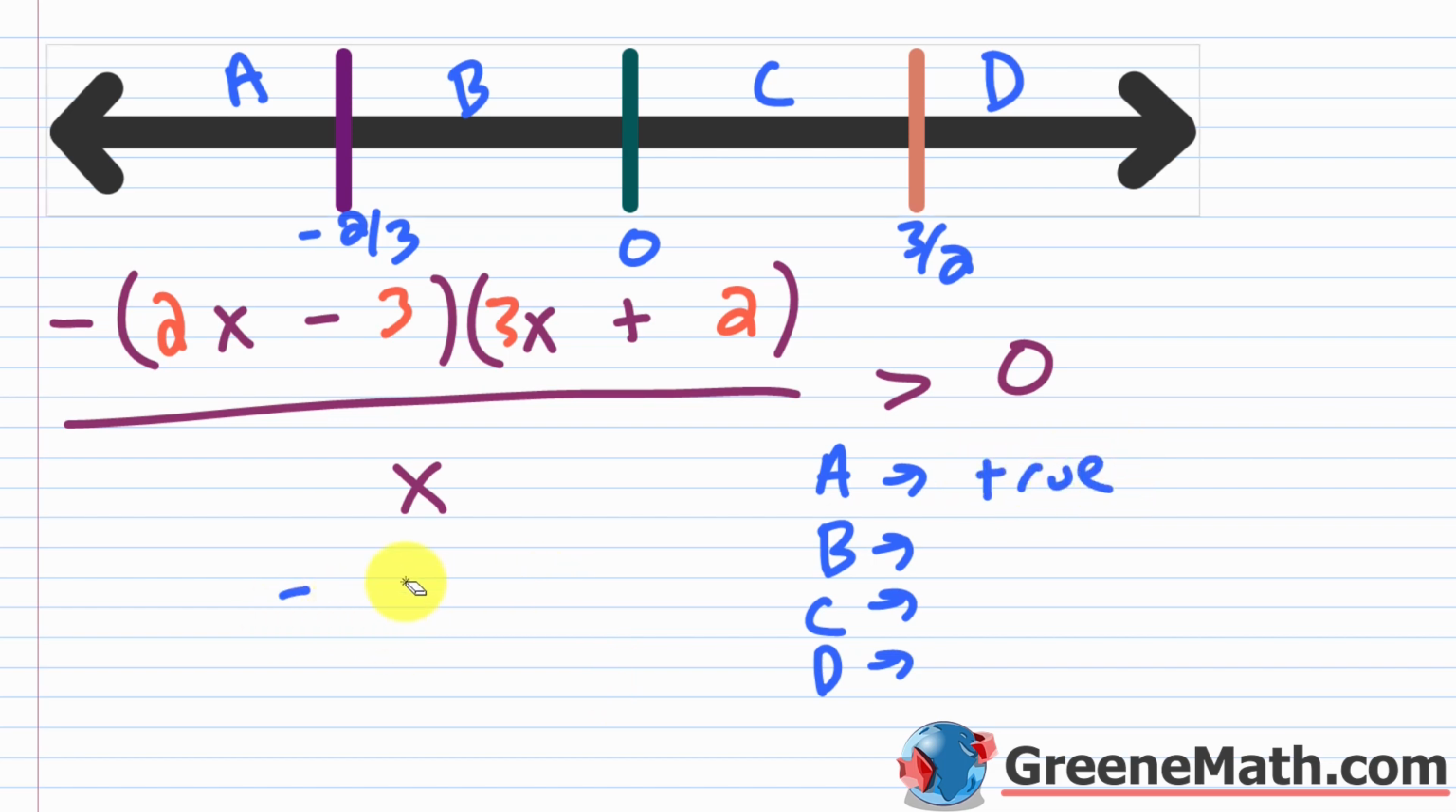All right, for B, this is a very tight window. I would just pick negative 0.5. I think that would be pretty easy to work with.